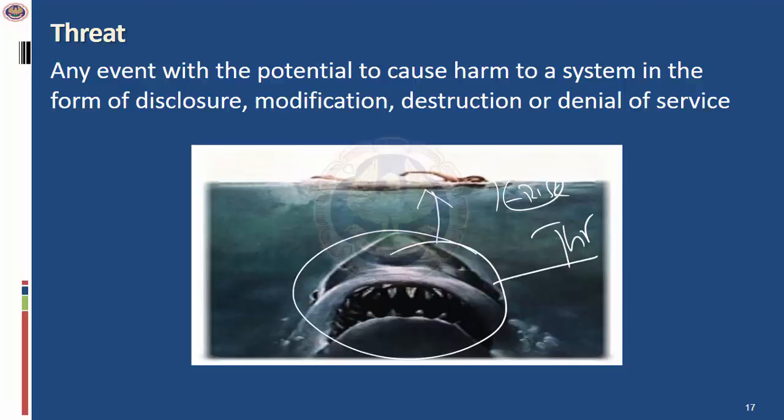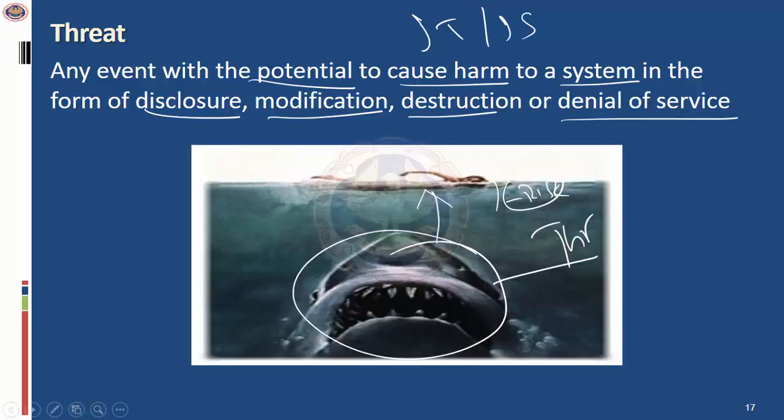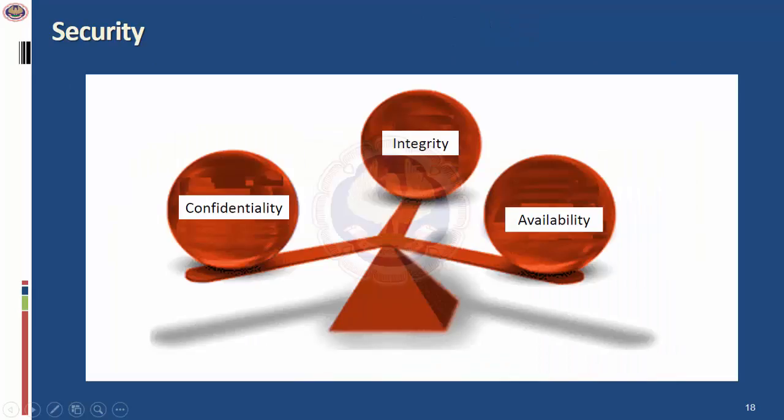So threat is any event with the potential to cause harm to a system in the form of disclosure, modification, or destruction, or it could be denial of service. So this is in the context of information technology or information systems. So how do you mitigate this risk? You mitigate the risk by implementing security.